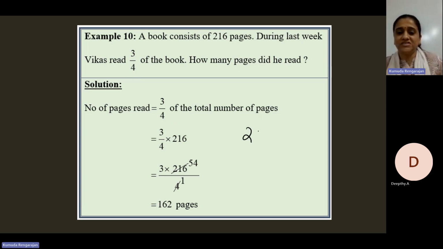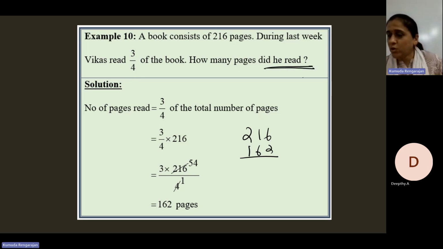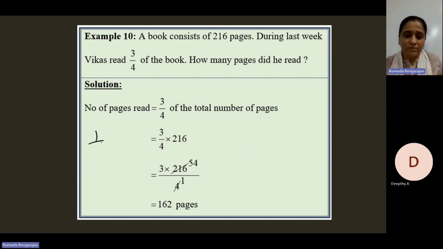Not read, how will you find? 216 minus 162. You can do this, or you can go direct. In this question we are trying to understand something else. Supposing you have to find not read, find 1 by 4 of 216 straight away, you will get not read. Yes or no? All right.